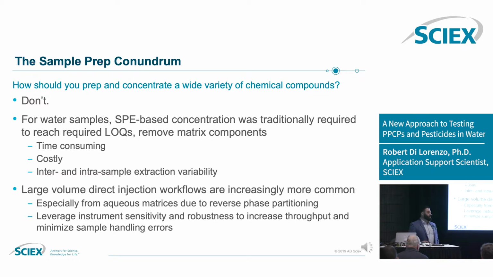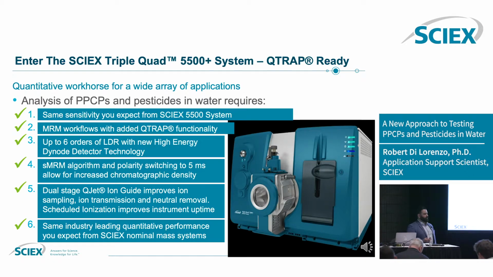The CVs that you see in an assay are primarily driven by sample prep, not by instrument detection anymore. So if we can minimize or eliminate sample prep, you get more precise results. So we're going to enter the SCIEX triple quad 5500 plus system that is QTrap ready.